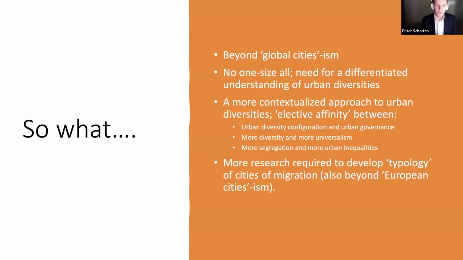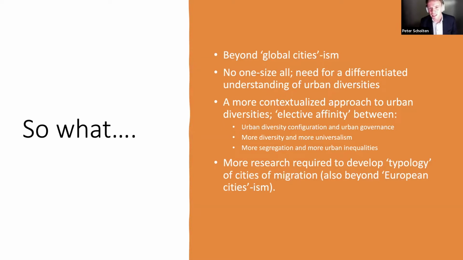And then really the last words, the so what question on a theoretical level. The point that we really try to make is that we should reach beyond global citiesism. So we shouldn't take global cities as a model for all cities. There is no one size fits all. And in our contextualized approach, we find a couple of elective affinities. So one between the type of diversity configuration and type of urban governance. So there's no universal governance approach that fits everywhere. Different approaches tend to fit with different cities.